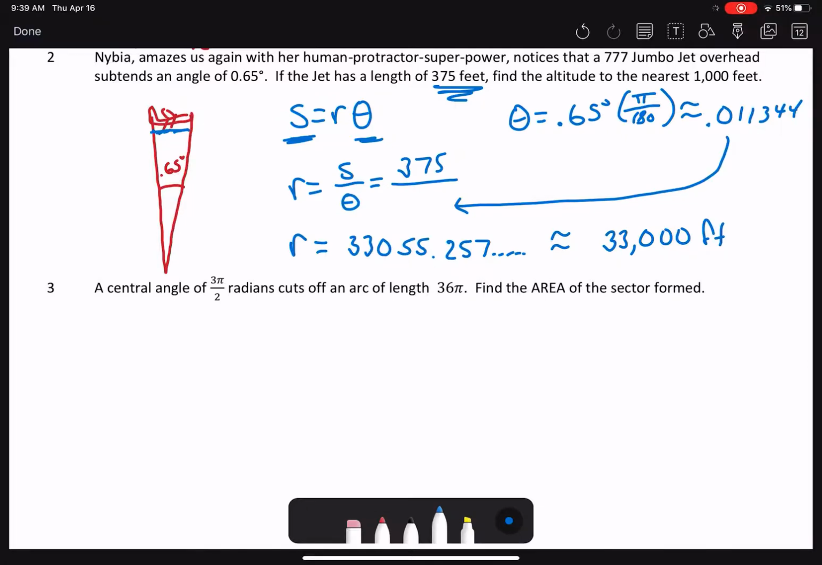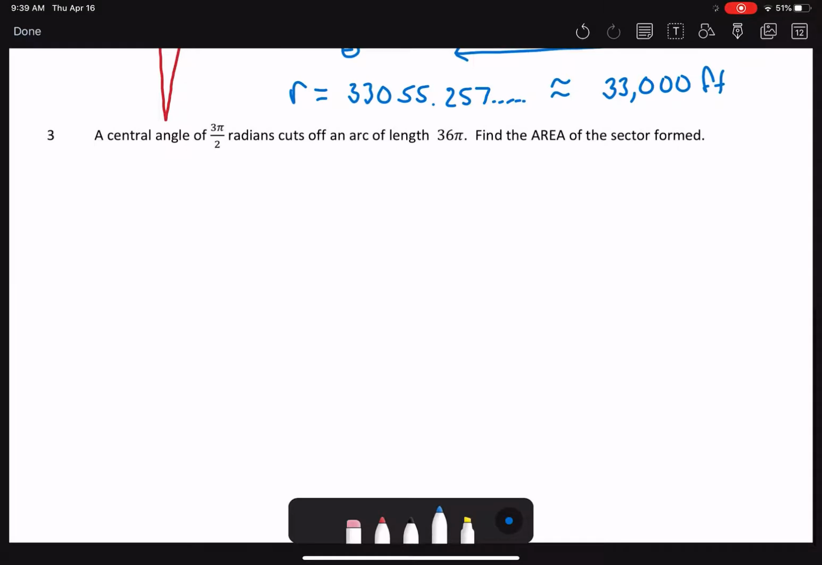Last problem. I love this kind of problem because it seems like it gives you just about everything you need, but you've got to use what you've got to get a little bit more. It says a central angle of 3 pi over 2 radians cuts off an arc length of 36 pi. And so what this is telling us is this. Now 3 pi over 2, if you're unfamiliar with what that is, 3 pi over 2 is 1.5 pi. That's a huge angle. That goes all the way around to here. Okay? It looks like a Pac-Man. And we're saying that that arc length is 36 pi.